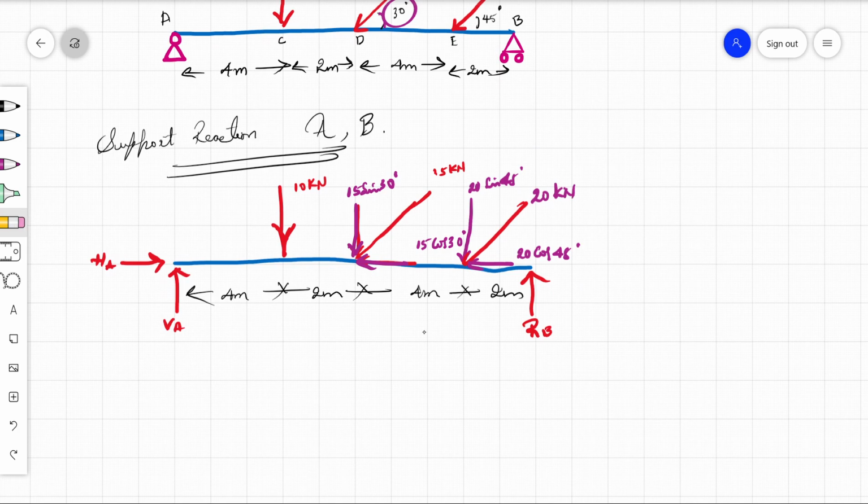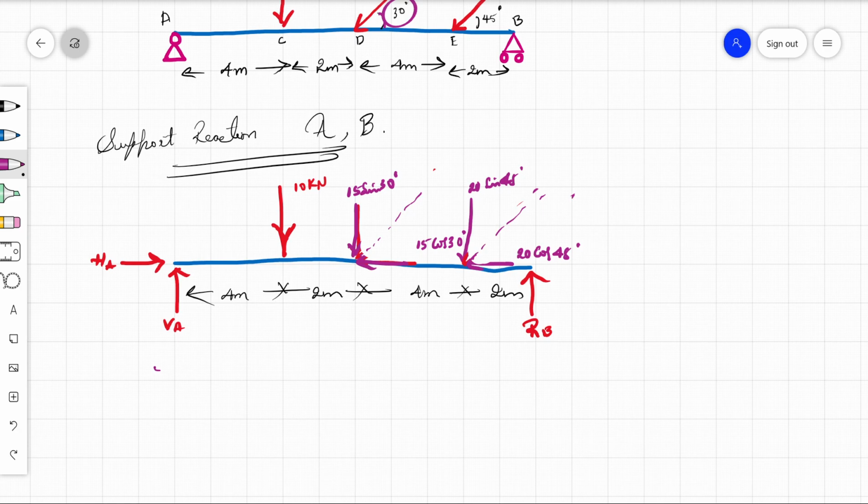As of now we don't require this. It's just for understanding that we split it into two components.